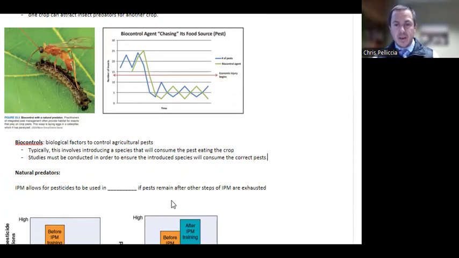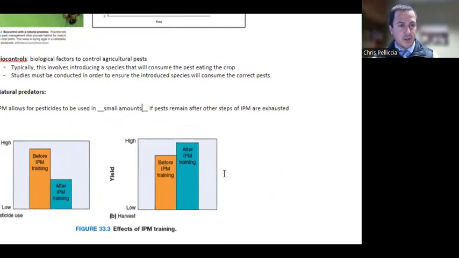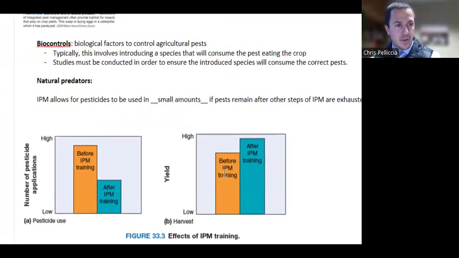Integrated pest management is typically used in small amounts if pests remain after other steps in the IPM are exhausted. And here we see a good graphic showing that. See if I can get that on the screen there.